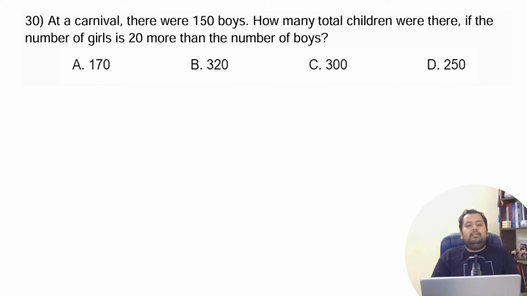At a carnival, there were 150 boys. How many total children were there if the number of girls is 20 more than the number of boys? So in a carnival, there were 150 boys, right? And how many girls were there? There were 20 more than the number of boys. So you can find what the number of girls would be. Then how many children are there? It will just be addition of both boys and girls, right? Very simple. Pause the video, solve it, and then we meet the other side.